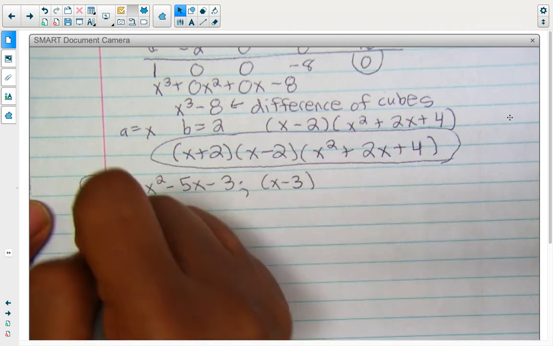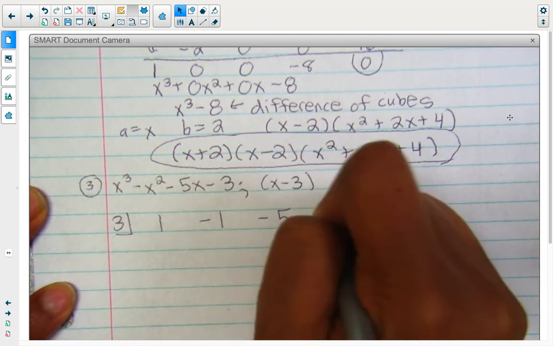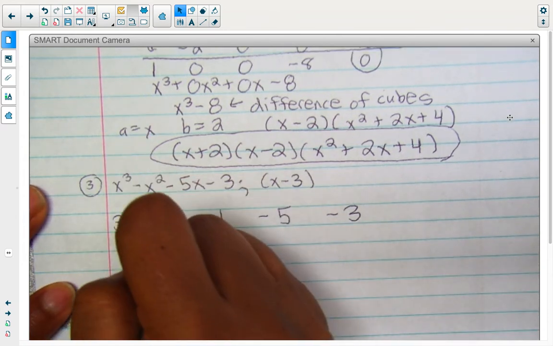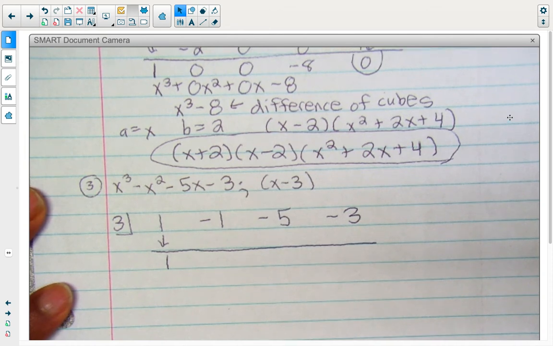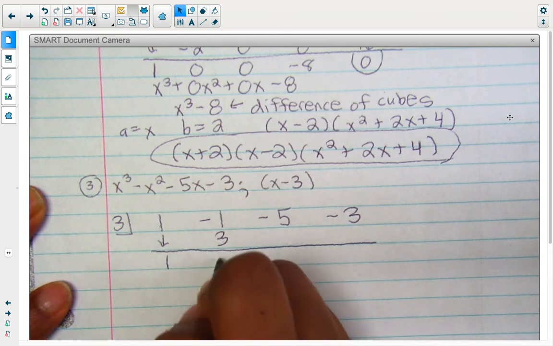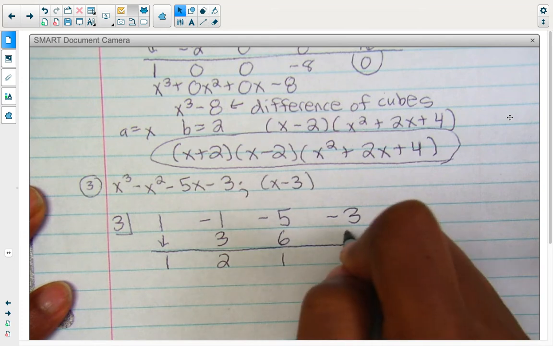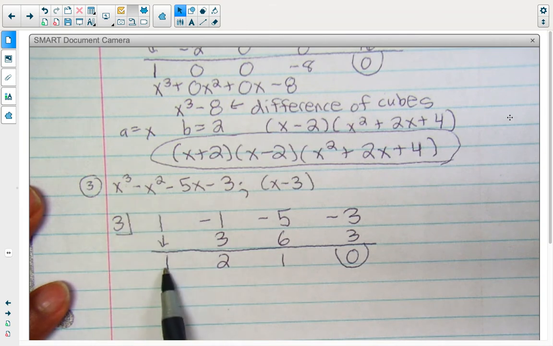This is 3 that goes in the box. 1, -1, -5, -3. I don't need any placeholders. X to the 3rd, x squared, x to the 1st power. I got my number. From here, we're going to multiply, add, multiply, add, multiply, add. 1 times 3, add. 2 times 3, add. 1 times 3, add. 0 should be your remainder. We write our answer out. We started x to the 3rd. This is going to start x squared.